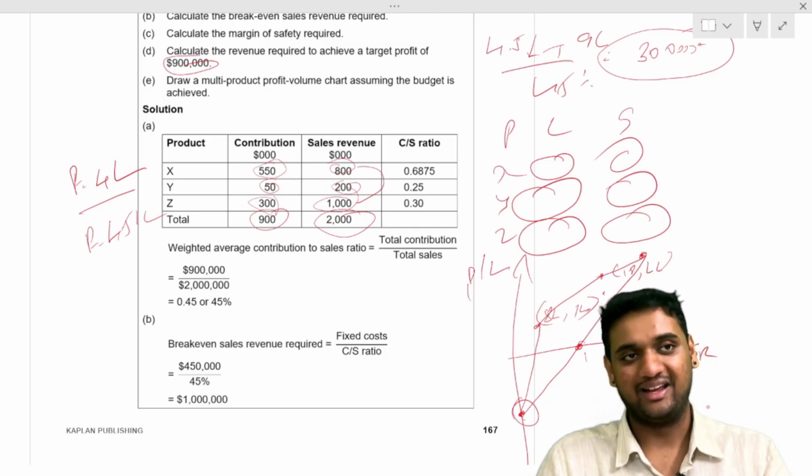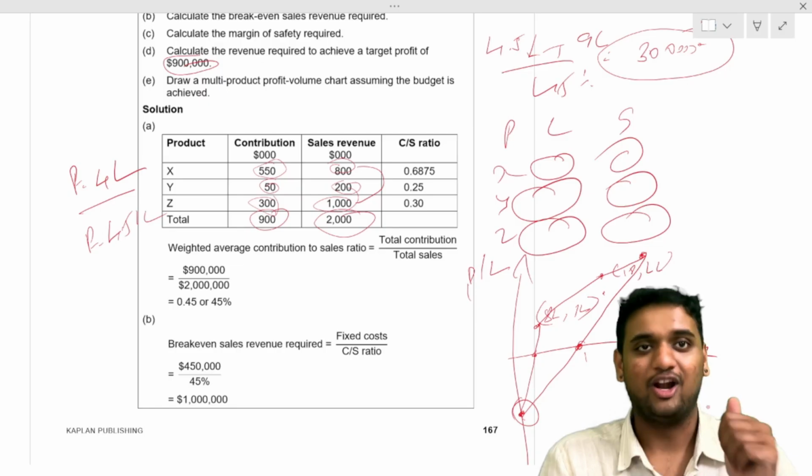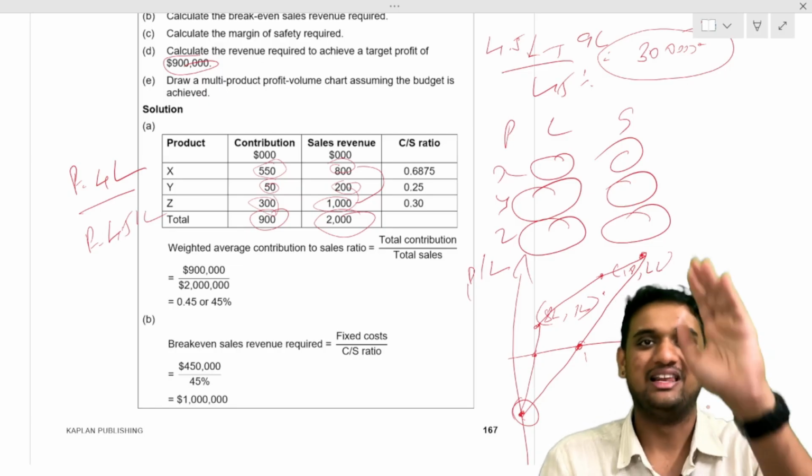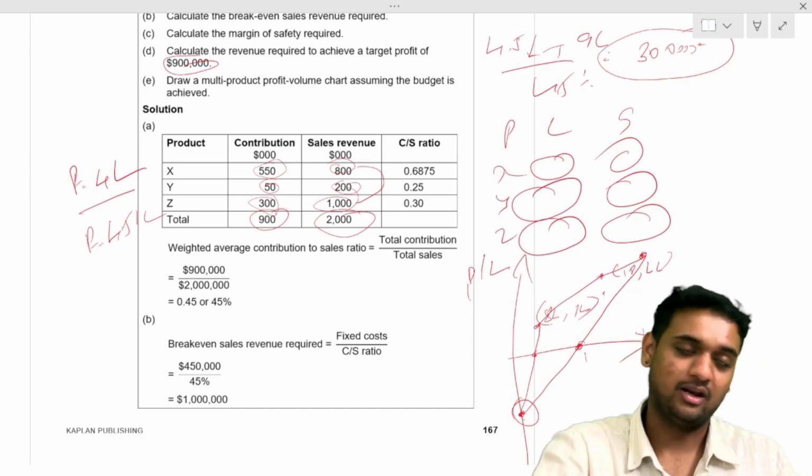Where that point intersects the X axis is a break-even point. The first line you draw is not a break-even point. Why is it not a break-even point? There we are assuming only you are selling X. That is a break-even point. This point where both match is our break-even point.